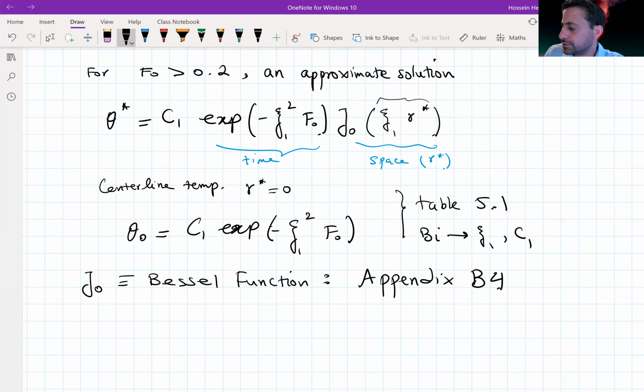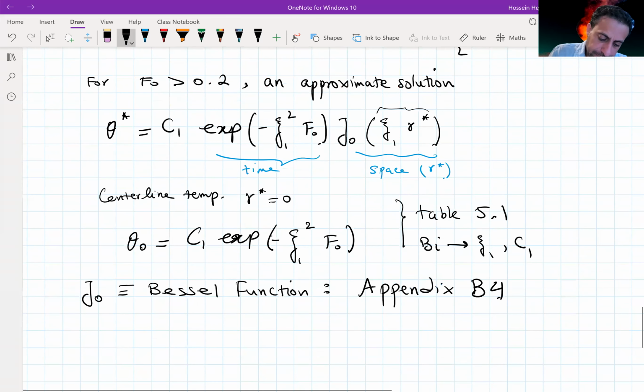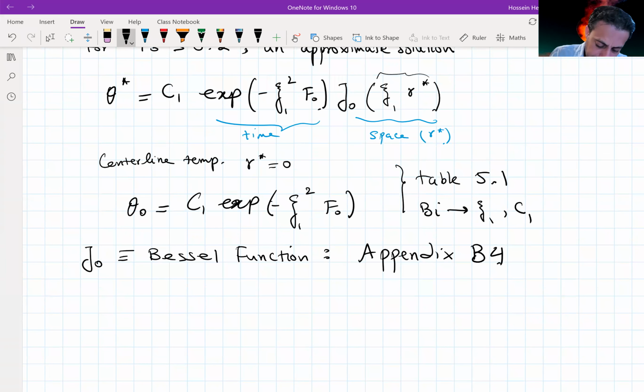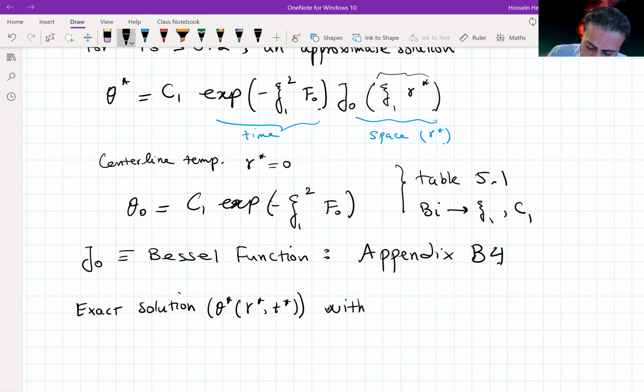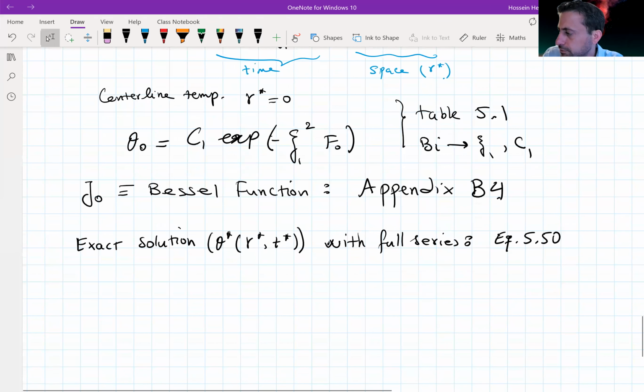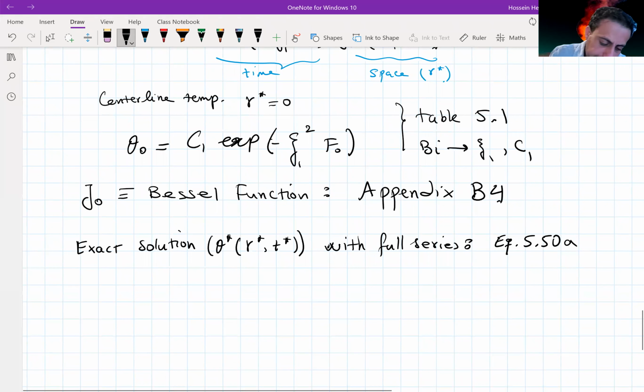Now, in terms of the full solutions, or exact solutions, for this radial geometry of theta star, r star, and Fourier number, the full solution with the full series, or this complex series, is equation 5.50a in your text.